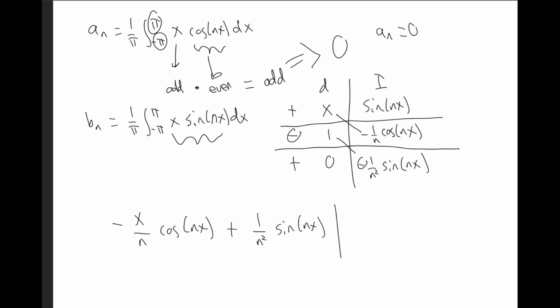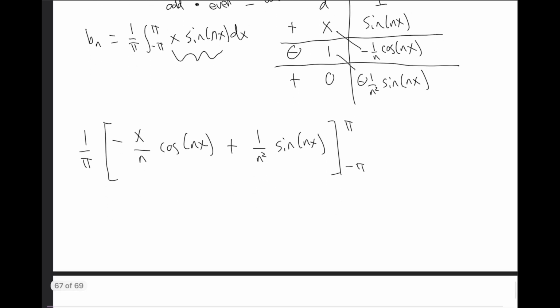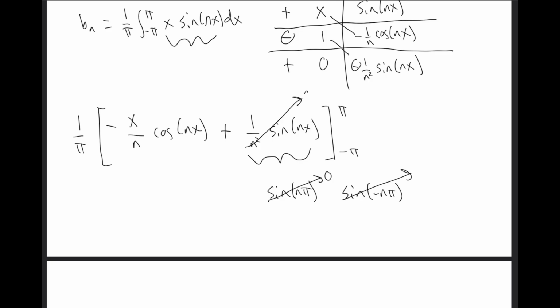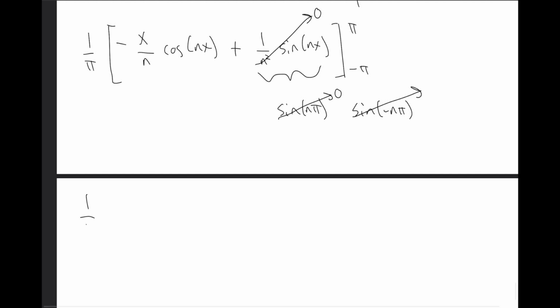And we're going to evaluate these two from negative pi to pi. And remember, this whole thing is going to be multiplied by 1 over pi. So let's tackle this one piece at a time so it's a little bit easier. Let's go with this sine term first. Sine of n pi is equal to 0, and the same thing with sine of negative n pi. So this term basically fades away, and we're left with 1 over pi times negative x over n cosine of nx evaluated from negative pi to pi.